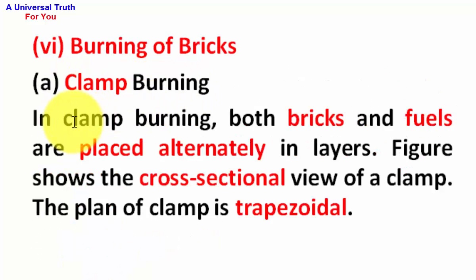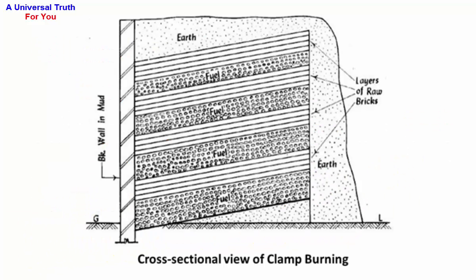Clamp burning. In clamp burning, both bricks and fuels are placed alternately in layers. The figure shows the cross-sectional view of a clamp. The plan of the clamp is trapezoidal. This is the cross-sectional view of clamp burning. In it, this is earth, this is the layer of raw bricks, and between them is fuel. This is brick wall in mud, and this is ground level.